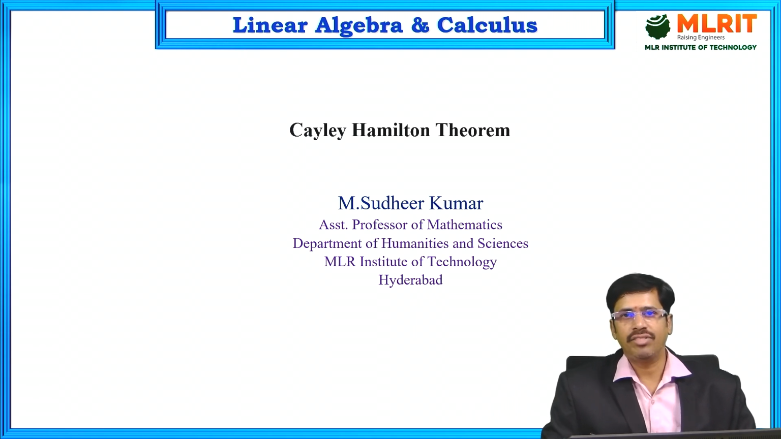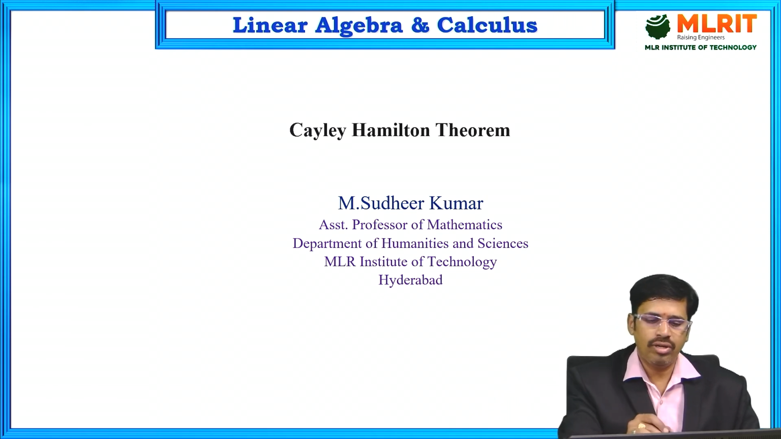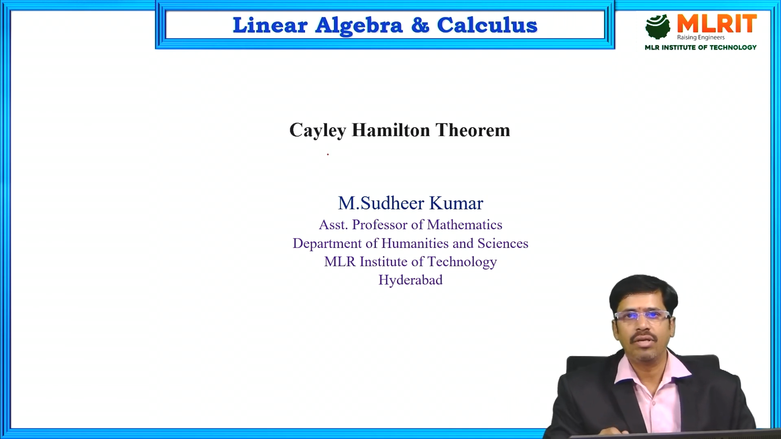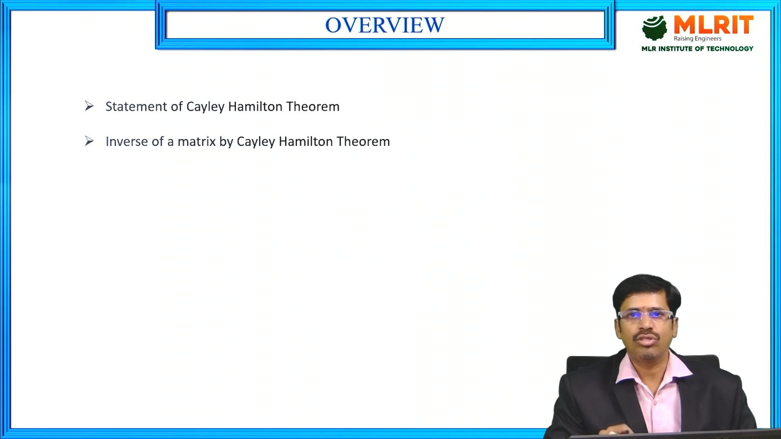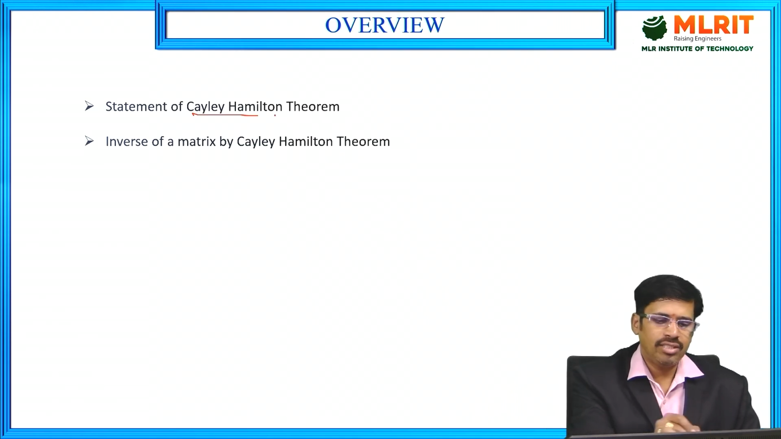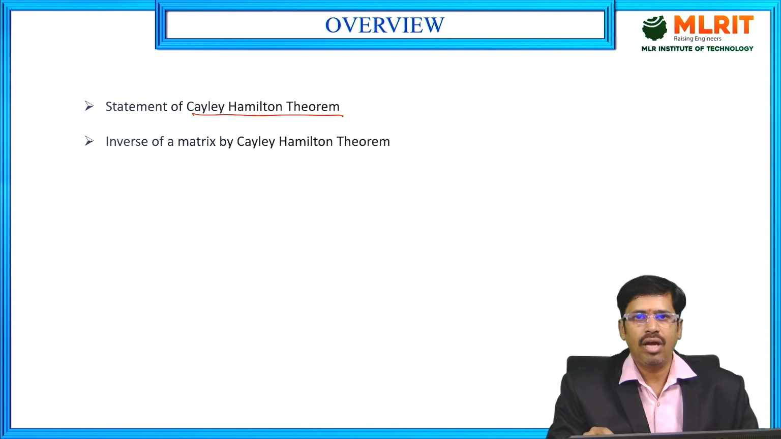Last lecture we have seen how to find the eigenvalues and eigenvectors for the given matrix. In this lecture we are going to cover Cayley-Hamilton theorem and find the inverse of a matrix by using Cayley-Hamilton theorem. Let us see the statement of this theorem and how to find the inverse of a matrix by using it.